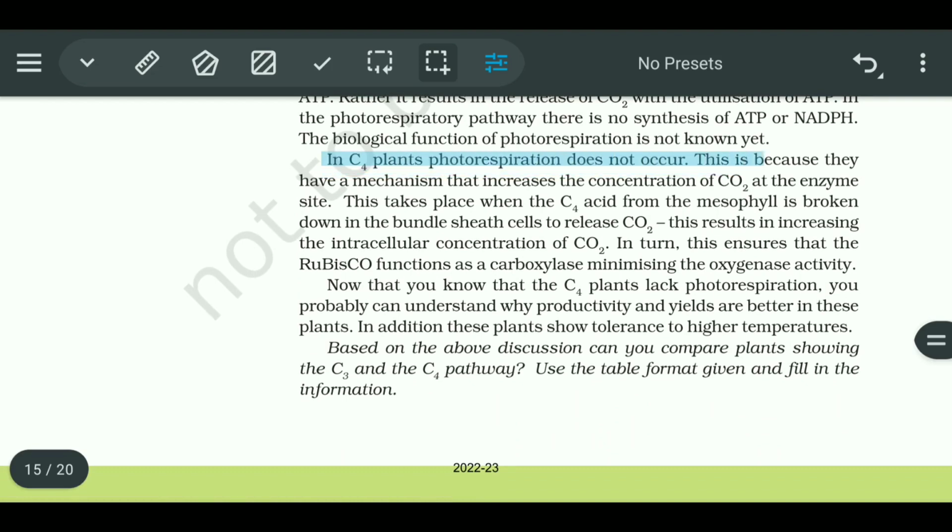In C4 plants, photorespiration does not occur. This is because they have a mechanism that increases the concentration of CO2 at the enzyme site. This takes place when the C4 acid from the mesophyll cells is broken down in the bundle sheath cells to release CO2. This results in increasing the intracellular concentration of CO2. In turn, this ensures that the Rubisco functions as a carboxylase, minimizing the oxygenase activity. Now that you know that the C4 plants lack photorespiration, you probably can understand why productivity and yields are better in these plants. In addition, these plants show tolerance to higher temperature.